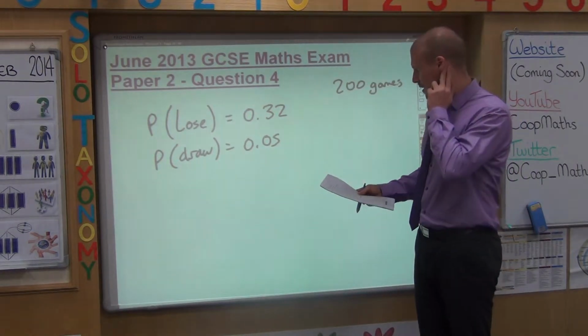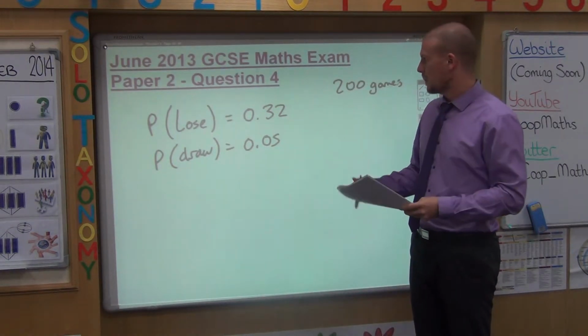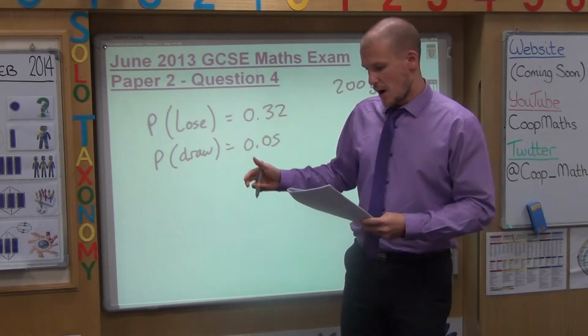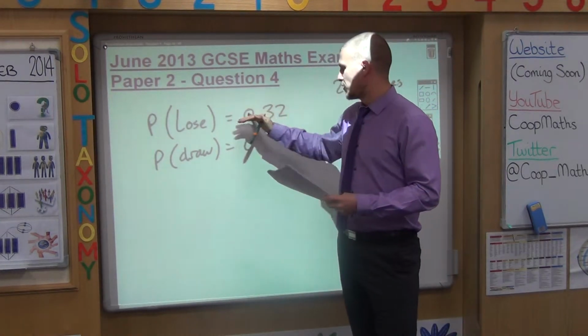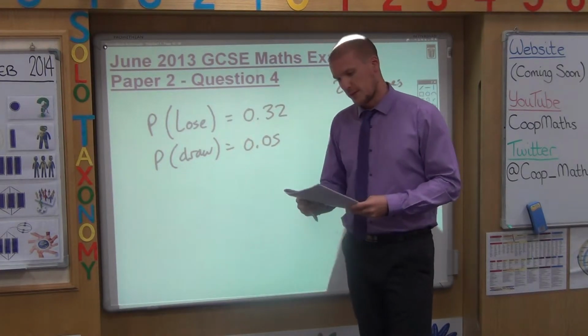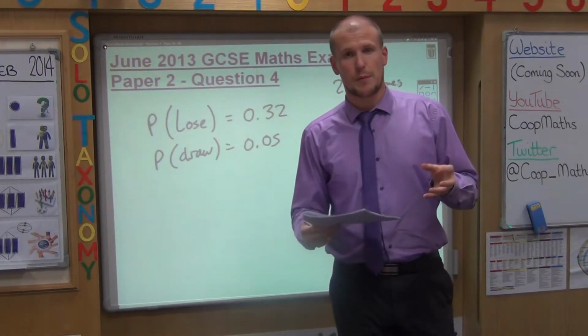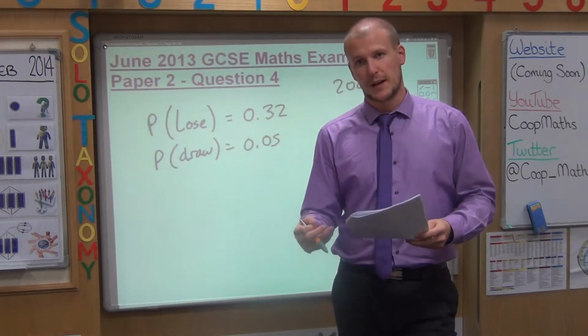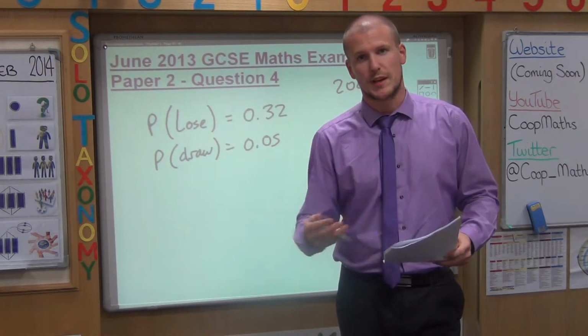This is expectation, or experimental probability. That's 0.32 and that's 0.05. Whether probabilities are written as a fraction or a decimal, it all comes down to the fact that all outcomes, the probabilities, add up to 1.